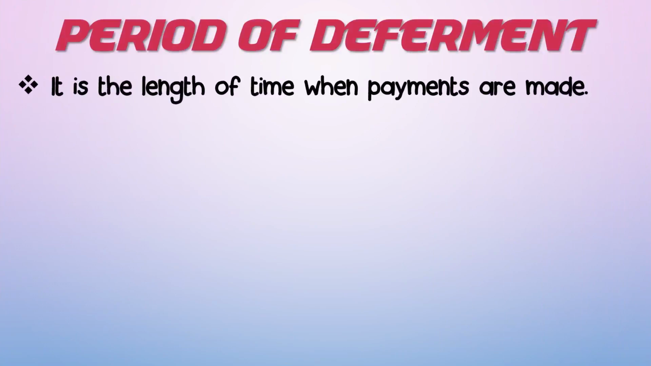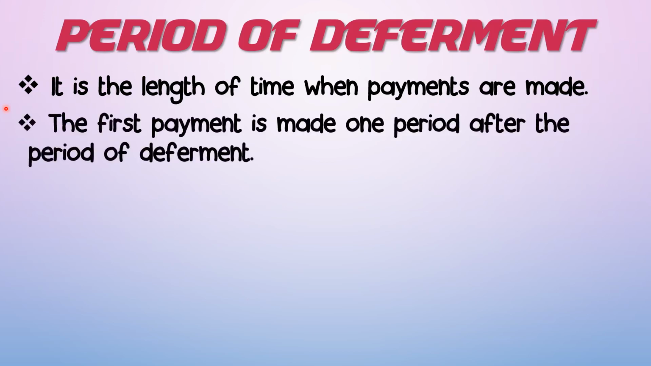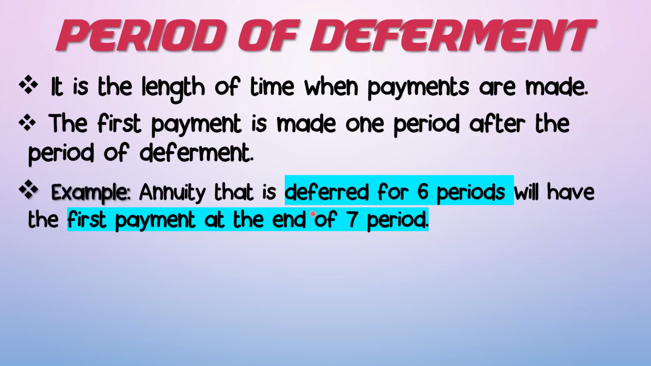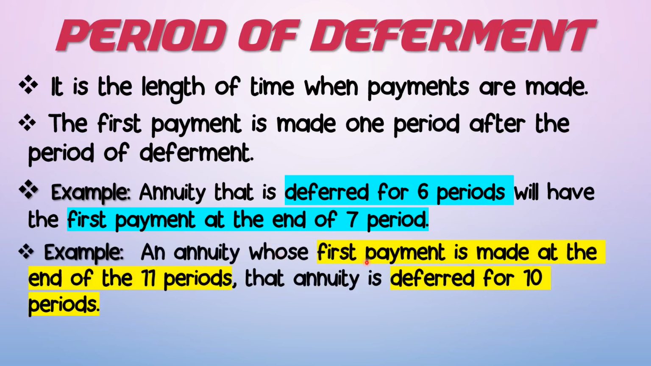So for deferred annuity, we have the term period of deferment. Period of deferment is defined as the length of time before payments are made. So the first payment is made one period after the period of deferment. Example, an annuity that is deferred for 6 periods will have the first payment at the end of the 7th period. Or an annuity whose first payment is made at the end of 11 periods, meaning the period of deferment is 10 periods. So, parang nag-add ka ng 1.